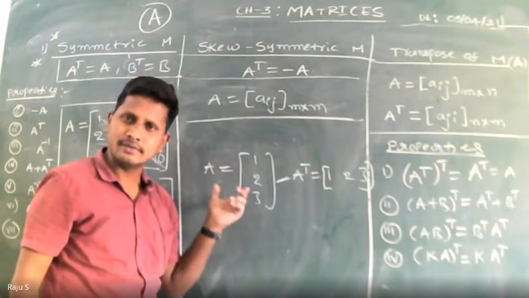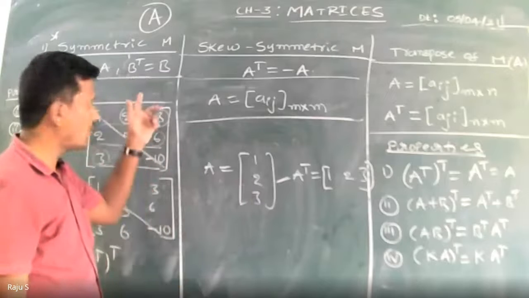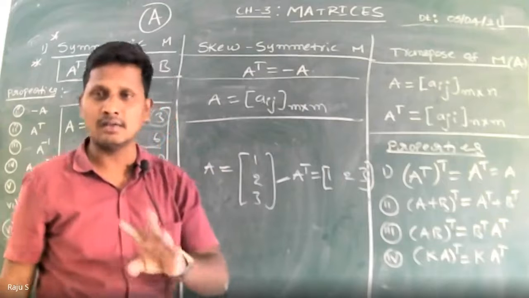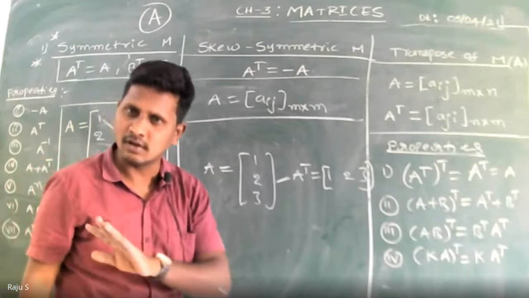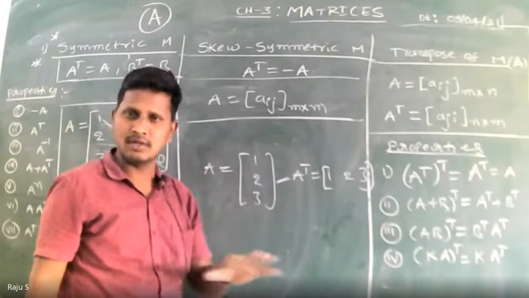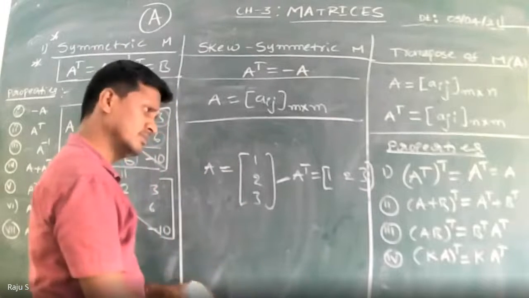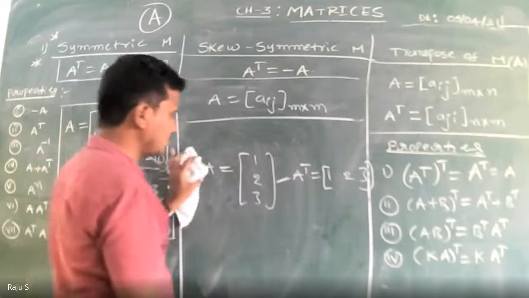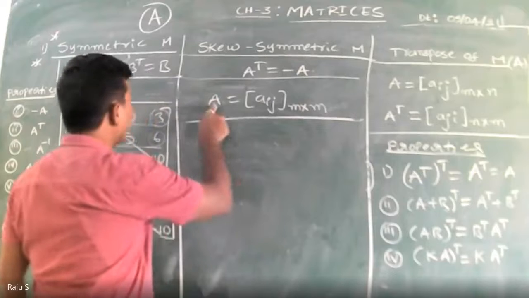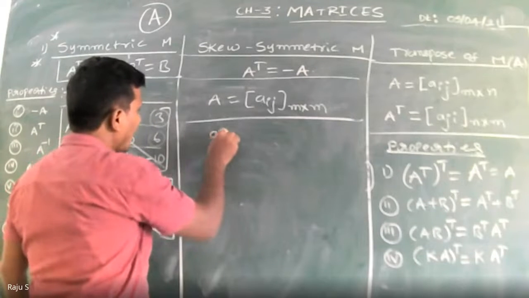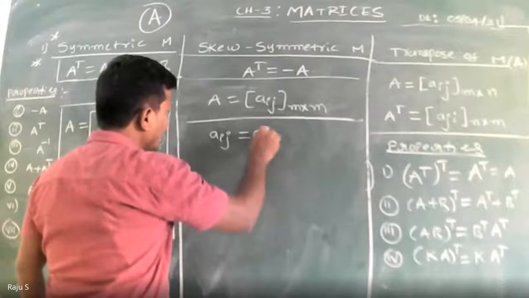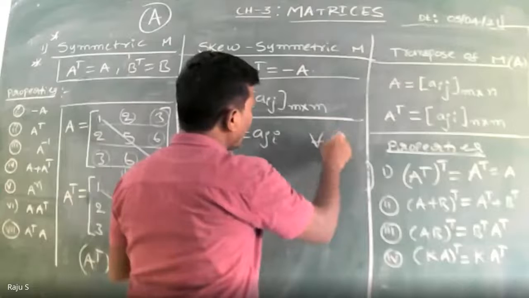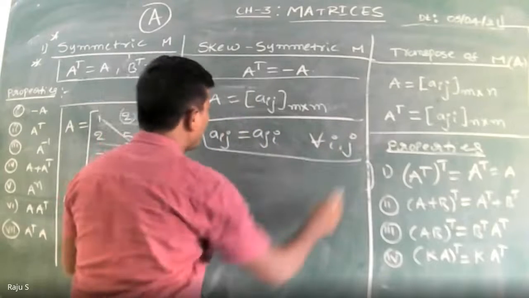So whenever we want to discuss symmetry and skew symmetry, the given matrix must be a square. If it is not square, symmetric and skew symmetric do not exist. But the transpose exists for all kinds of orders, right? Okay, fine. So the matrix capital A is said to be symmetric if Aij must be equal to Aji for every i comma j.